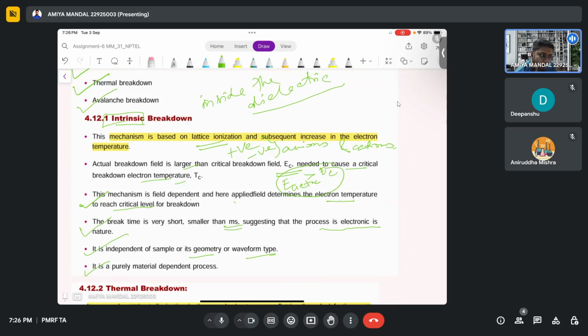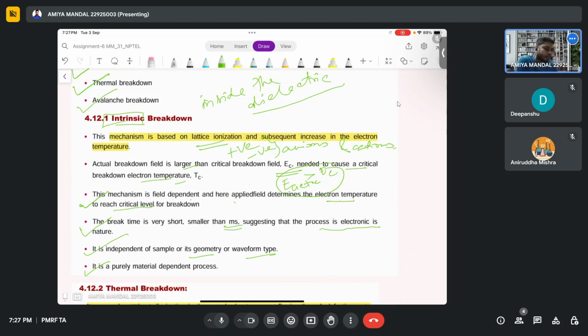So intrinsic breakdown purely depends on intrinsic properties, and it breaks down in a very short time. It is independent of the sample, its geometry, or waveform type. Okay, so that's our intrinsic breakdown.